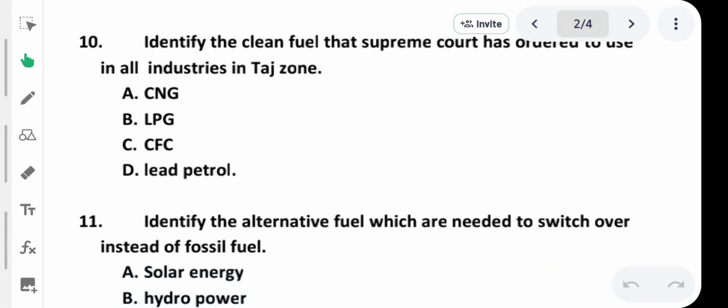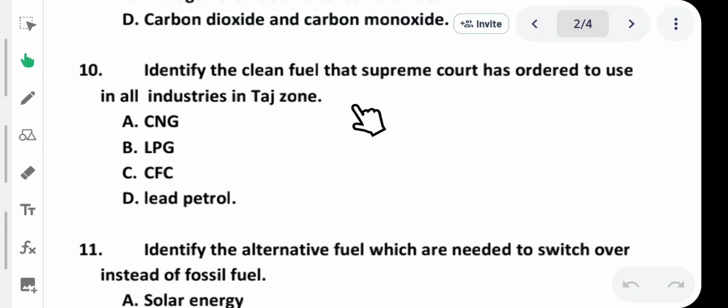10th question: identify the clean fuel that the Supreme Court has ordered to use in all industries in the Taj zone: CNG, LPG, CFC and lead petrol. Here we have to choose two options, whereas CNG is compressed natural gas, LPG is liquid petroleum gas, CFC is a chlorofluorocarbon and lead petrol is very dangerous. We should not use this, so this is wrong. CFC is also wrong. Hence the answers A and B are correct.